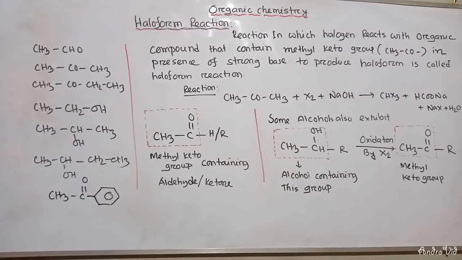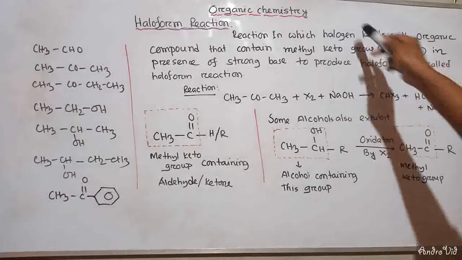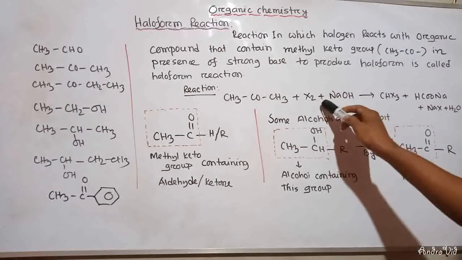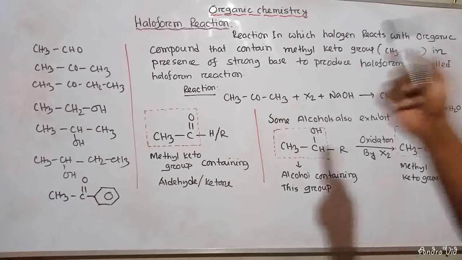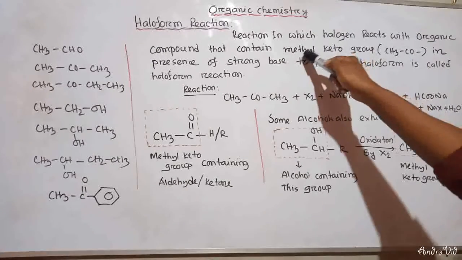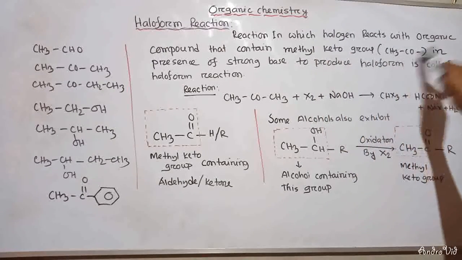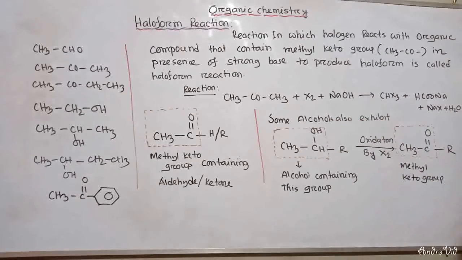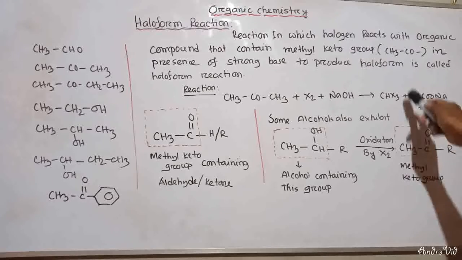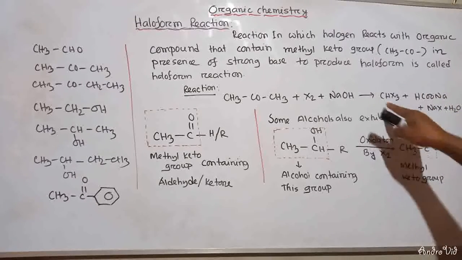So the reaction where a halogen reacts with such type of organic compound, which contains a methyl keto group, CH3CO, in the presence of a strong base, for example sodium hydroxide or potassium hydroxide, to produce haloform, a salt of the acid, sodium halide and water. This is haloform. The general form of haloform is CHX3.